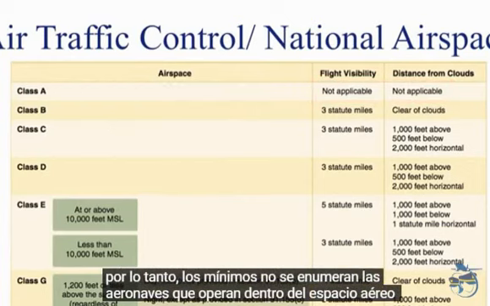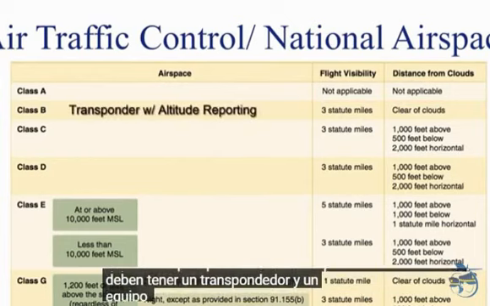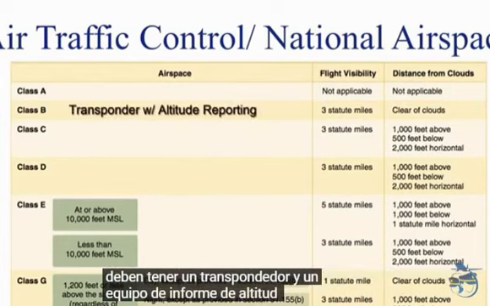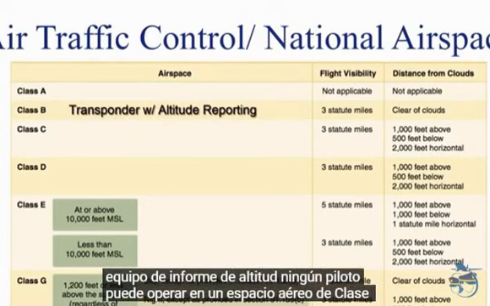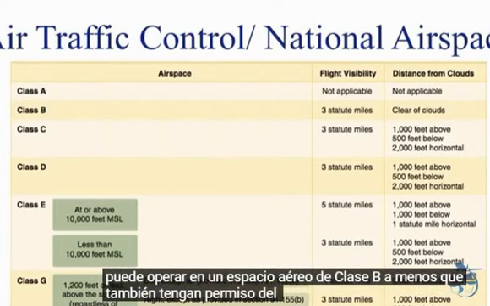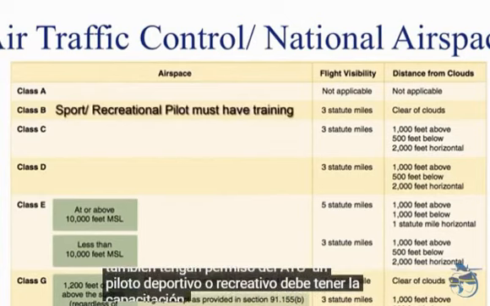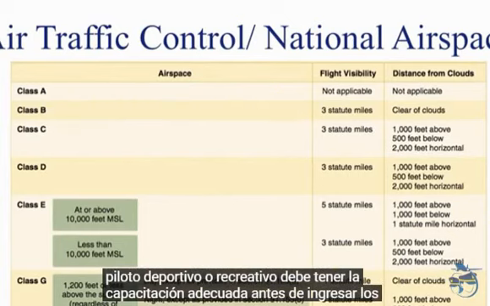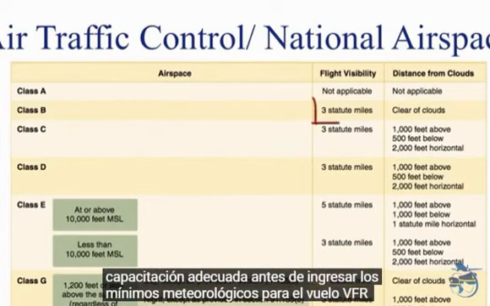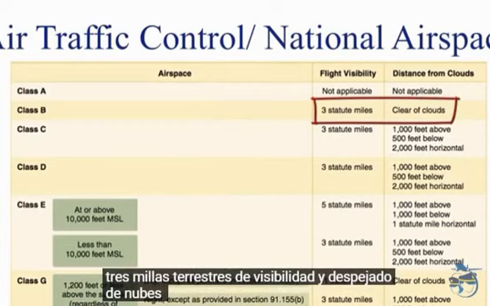Aircraft operating within Class B airspace must have a transponder and altitude reporting equipment. No pilot may operate in a Class B airspace unless they are given permission by ATC. Also, a sport or recreational pilot must have proper training before entering. The weather minimums for VFR flight are 3 statute miles visibility and clear of clouds.